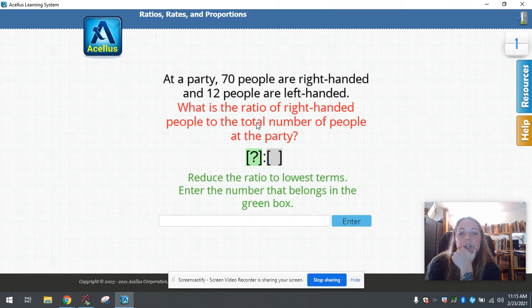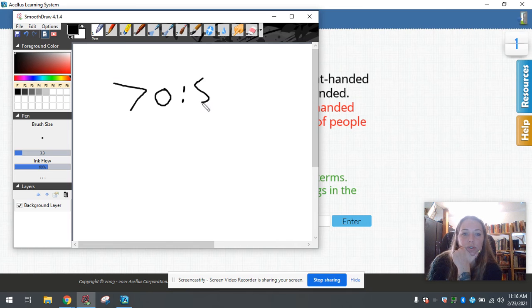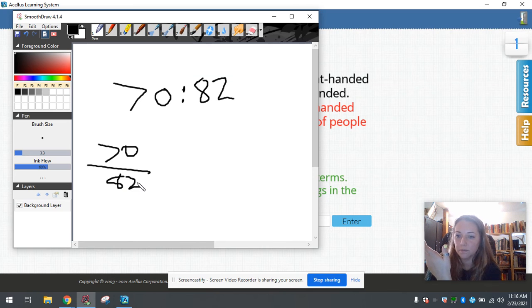What ratio of right-handed people? So we're setting up the ratio for right-handed people. So 70 are right-handed compared to 82 total people. Okay, that ratio looks a little bit different than a fraction. You could write the fraction form like this: 70 out of 82 people are right-handed. Ratios and fractions are kind of the same idea, but we're going to do the ratio form.